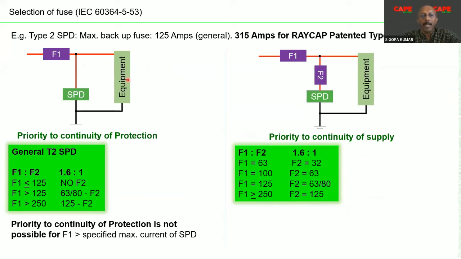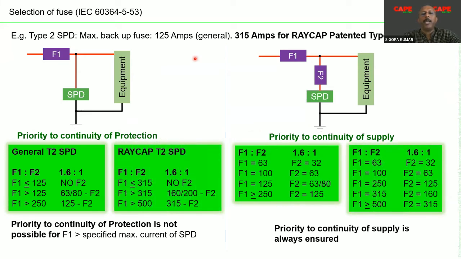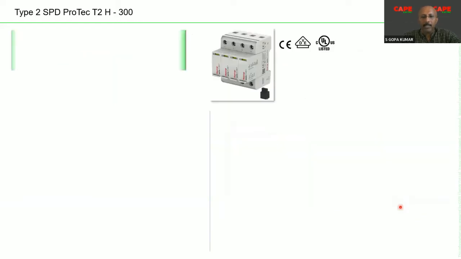So, while selecting and installing an SPD, please be very careful, find out what priority you have, and based on the priority, you select the appropriate fuse. The rating of the fuse in case of the SPD which we sell in the market is a little bit different. It's not 125 amps, it is actually 315 amps. But again, the method of selection remains the same.